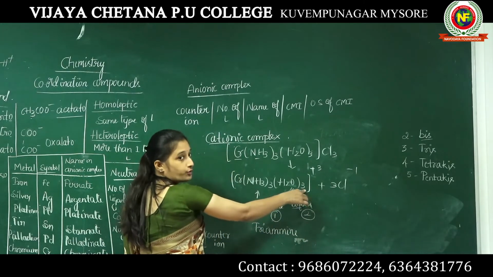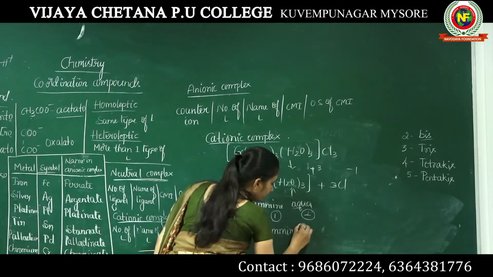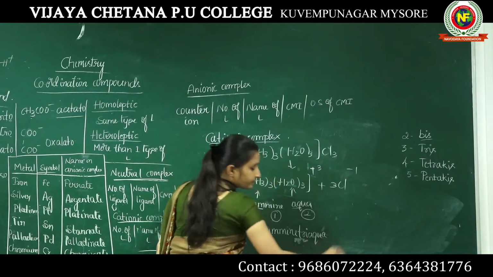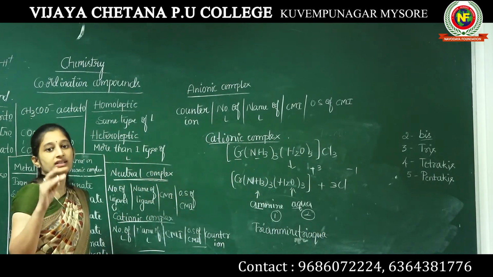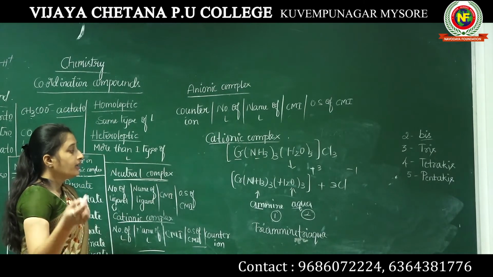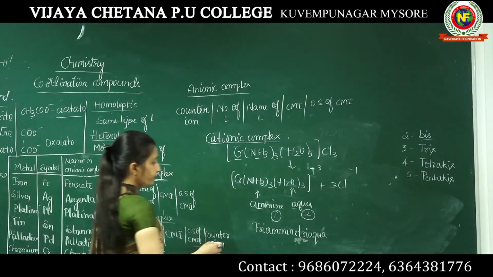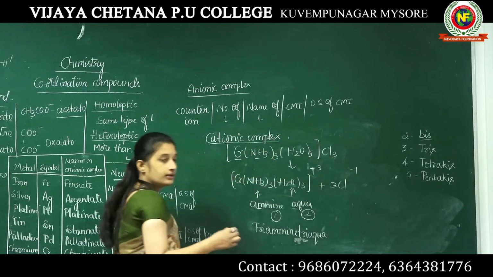How many aqua groups are there? 3. That's why tri-aqua. 3 amine groups. That's why triamine. 3 aqua groups. That's why triaqua.